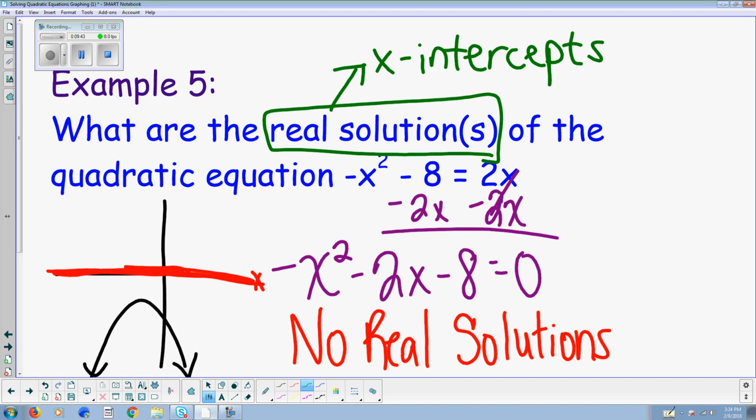So again, we'll say this particular parabola does not go through the x-axis. There are no x-intercepts, so we'll say there are no real solutions. In today's lesson, we're not ready to calculate an imaginary solution, but we will be calculating that before we take our next test.